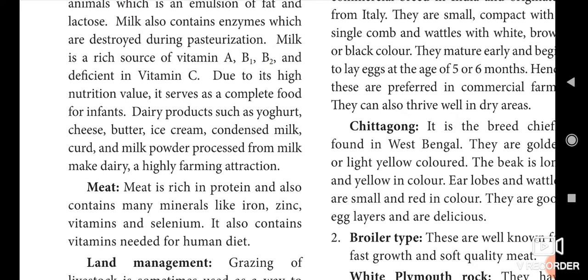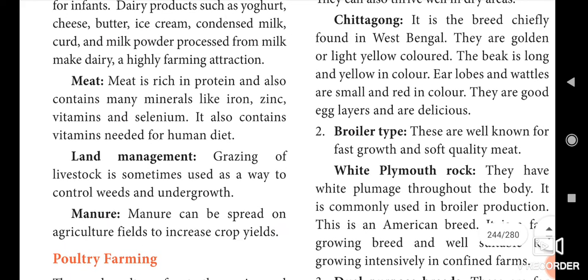Then meat. Meat is rich in protein and also contains many minerals like iron, zinc, vitamins and selenium. It also contains vitamins needed for the human diet. So it is also used as a dairy product. Then land management. Here the grazing of livestock is sometimes used as a way to control the weeds and undergrowth.